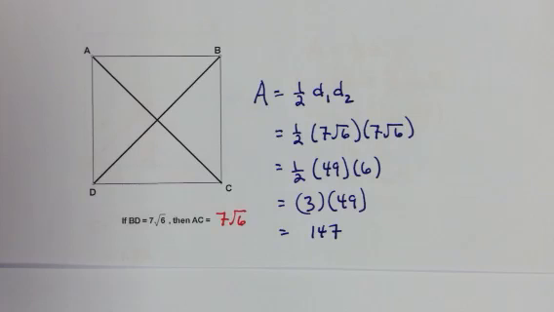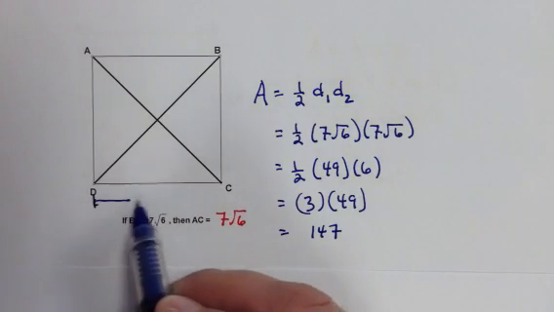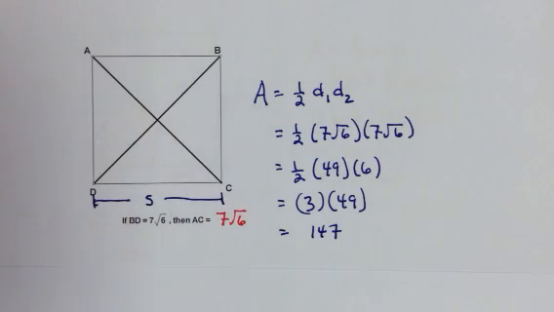Now, the only problem with this method is if they ask me to find perimeter, I'm still going to have to find out what S is. But if I just ask for area, you're covered.